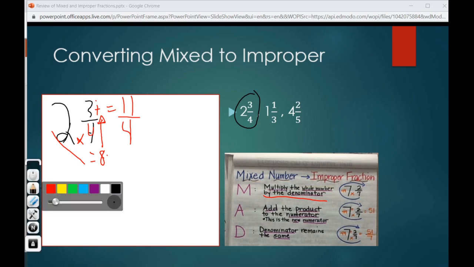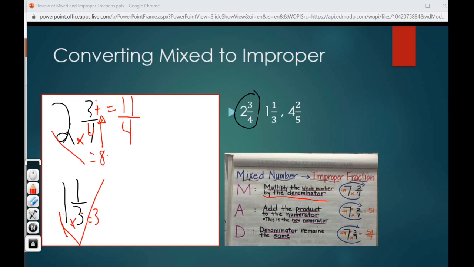Let's do that one more time. So you have 1 and 1 over 3. Remember, check mark. You're going to go down and then up. You multiply. 1 times 3 is 3. You bring it up and you add the 1. So 1 times 3 is 3 plus the numerator equals 4. The denominator stays the same.